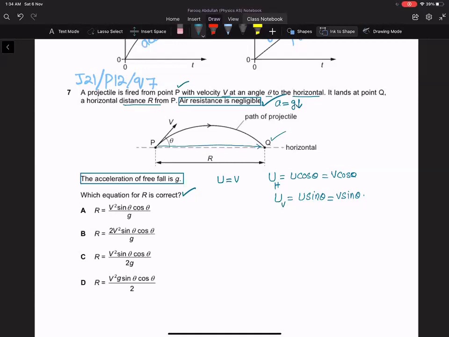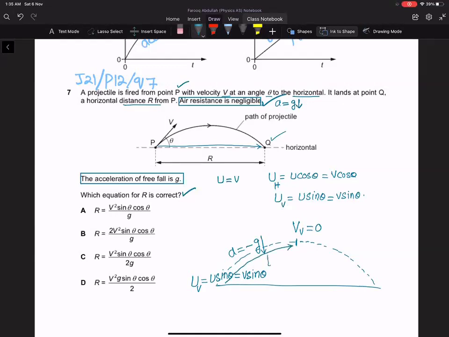The time of flight is basically the time to reach the maximum height and then the time to return to the ground. At this point, the vertical velocity is 0, and here the initial vertical velocity is, as you see, u sine theta, which in this case is v sine theta. So acceleration will be taken as negative g as it is downwards, and we have to calculate the time to reach this point. Let's calculate that.